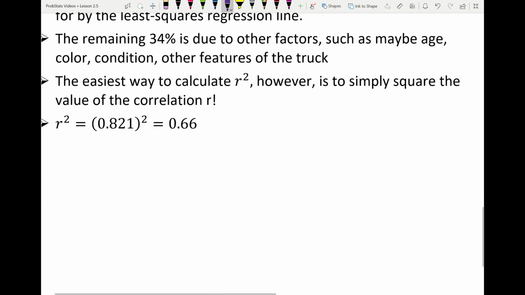Now, the easiest way to calculate this R squared, however, besides doing the calculation that we just did, is to simply square the value of the correlation coefficient R. And that's what we do here. So they gave us that the correlation coefficient is 0.821. All we do is simply square it to get 0.66, which is the same result that we had earlier. So this is, by far, the easiest way to calculate R squared, is by taking R, which we know how to calculate now, and square it.